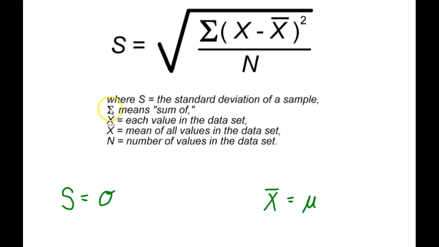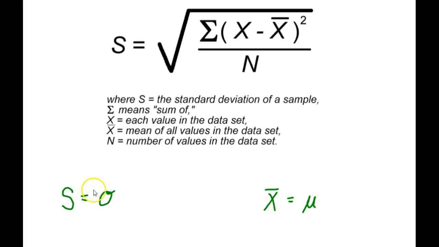Sigma, the capital sigma, means sum of. We're going to take the addition of many terms. X represents each value in our data set. X bar represents the mean of our set of data. And n represents the number of values in the data set.